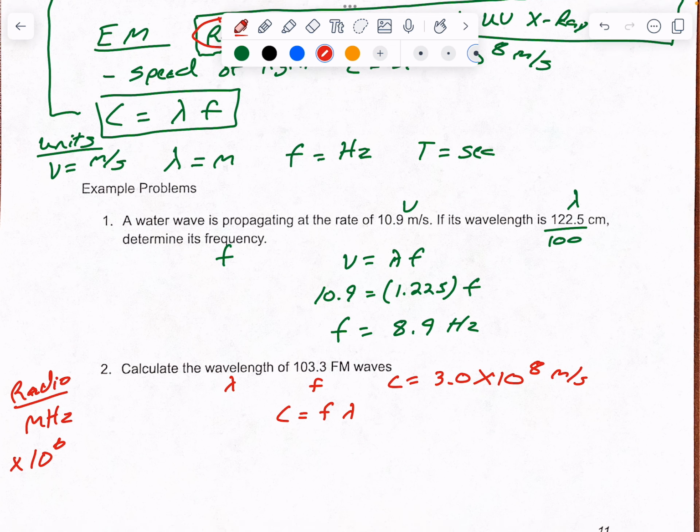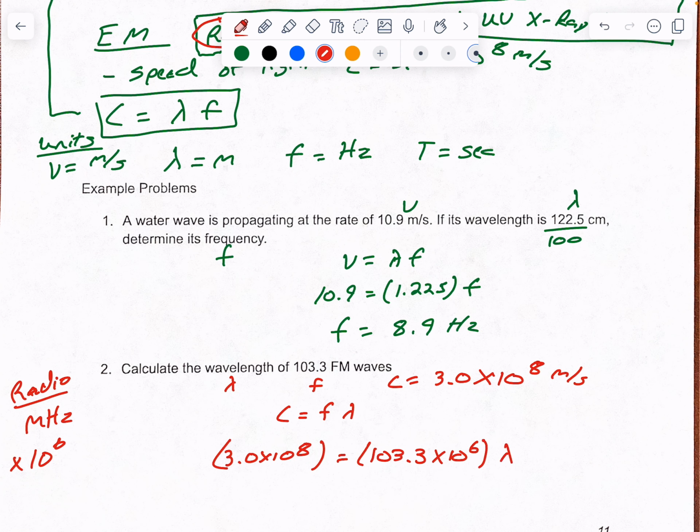So c is going to be 3.0 times 10 to the 8th. Frequency is going to be 103.3 times 10 to the 6th. All you got to do is add that on the end. You don't need to change the decimal at all. Just add that on there. And then wavelength, we don't know.